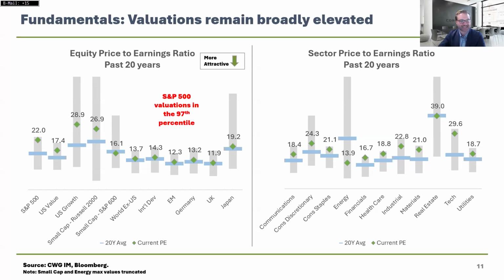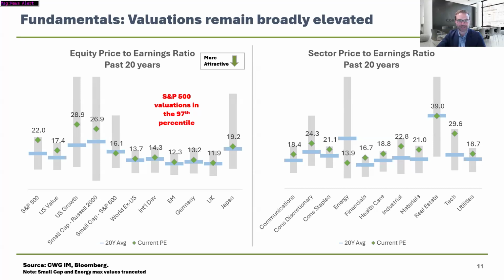That is in the 97th percentile of the data set that goes back 20 years. Another way to think about that is that only 3% of the time has the S&P been less expensive than we are today. And that 3% of the time, we're certainly at prior readings like the dot-com bubble, 2021, things of that nature, where forward-looking returns likely will be challenged.